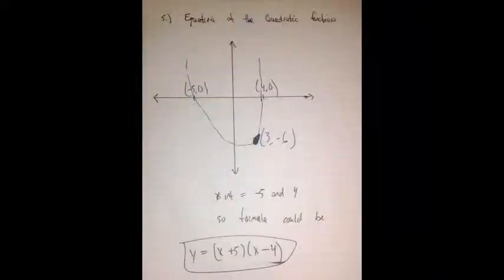Here we're trying to find equations of the quadratic function. We can see that the x-intercepts are negative 5 and 4, so the formula would be y equals (x plus 5) times (x minus 4), because you change the negatives and positives when you write the equation.